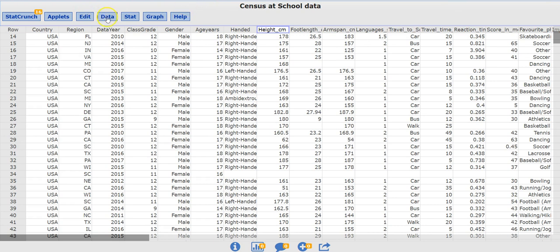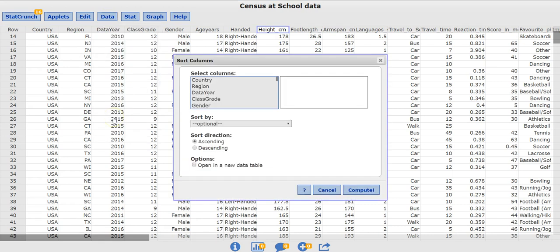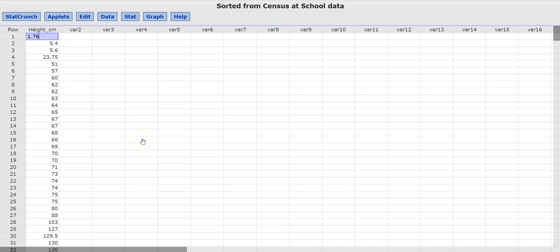Now the way to go about this is I'm going to go ahead and go to Data and Sort. And I'm going to pick my height data here. And I want to sort it ascending, which means smallest to largest, because I know that it seems like I have two small values and two large values. And I'm going to open these in a new data table. Okay, this is going to think for a minute. Okay, we finished thinking.